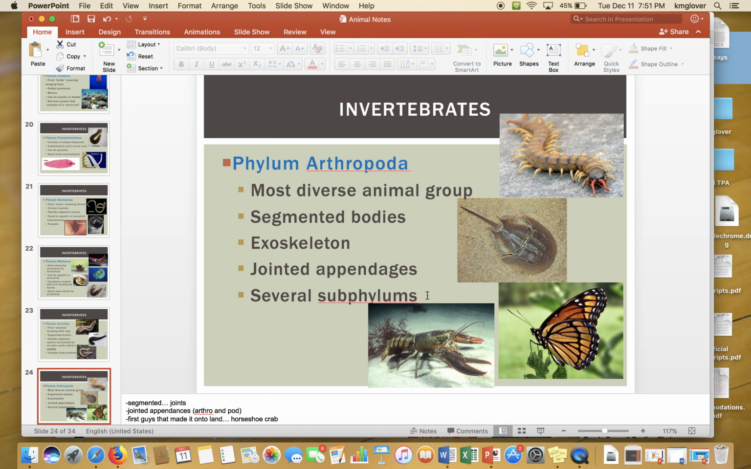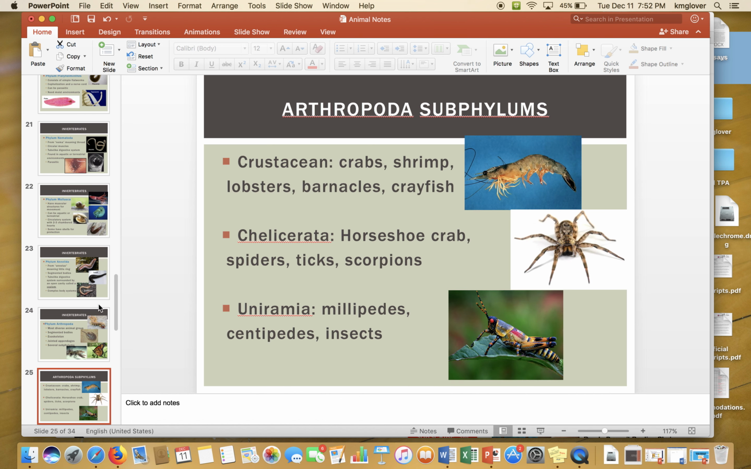So they have a lot of different organisms that exist here. If you look, you have butterflies, you have lobster, you have horseshoe crab. These are all very different, but they're very important because they're actually the first guys that made it onto land, and we know this because of the horseshoe crab. Okay. The horseshoe crab lives in water, but it can move up. So that is your phylum Arthropoda, sorry.